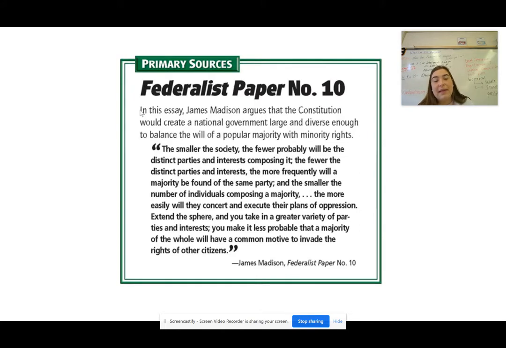Okay, what does this mean? Think about it this way. What James Madison's trying to say is that if we give more power to each of the individual state legislatures, there's a better chance that there's going to be conflict.